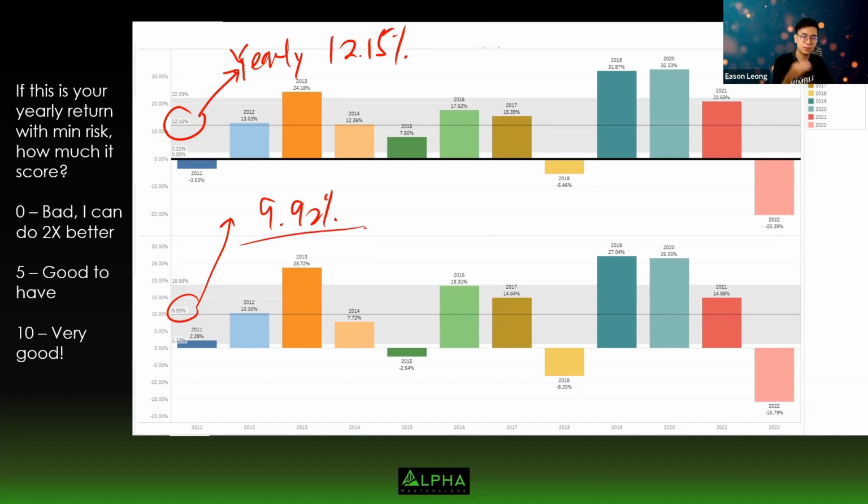Is this something that is good to you guys or not? Also, you need to consider the risk. The risk here is guaranteed no margin call. Just do nothing. If you think no, it's not good, I can do 2 times better, type a 0. If you think that this is good to have, I can type a 5. And if you think that this is something very good and is what you guys are looking for, type a 10. Type in the chat box 0 to 10. What is the range of the value that you are going to score for this kind of portfolio?